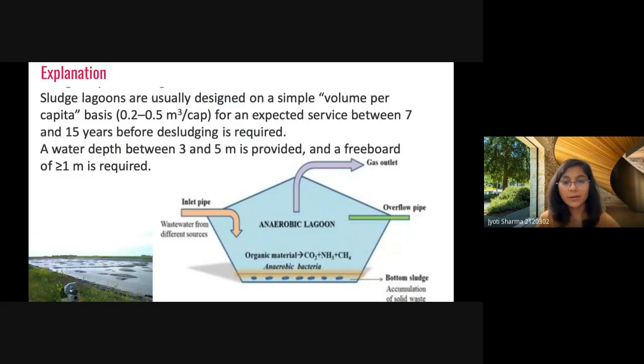So just see here, this is the anaerobic lagoon that we can create, and it is usually designed on a simple volume per capita basis, with a service life of 7 to 15 years, and the water depth is mainly 3 to 5 meters, and a freeboard of more than 1 meter is required.